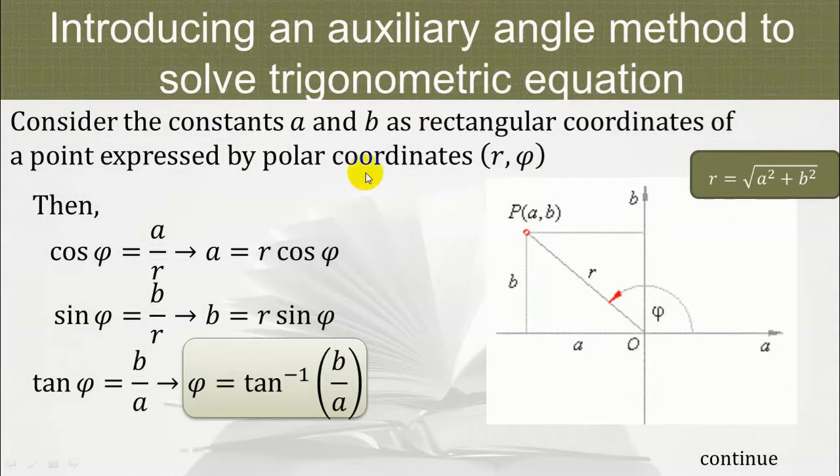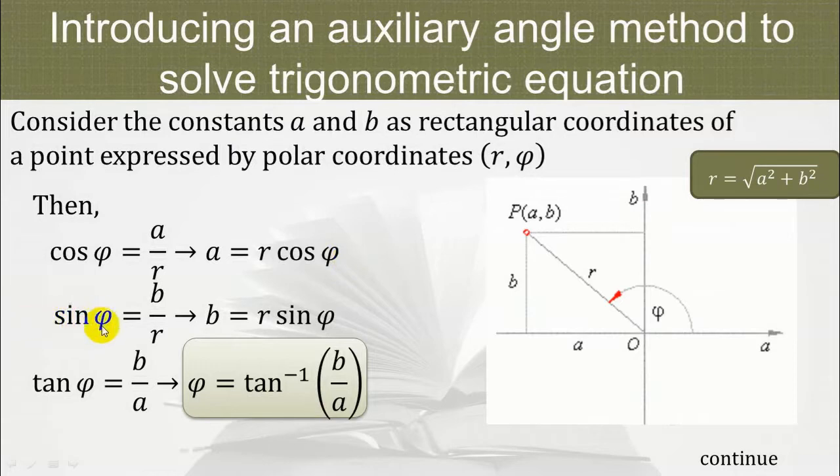From here you can see the picture on the right side. Consider the constants a and b as the rectangular coordinates of a point expressed by polar coordinates r, p. Okay. Here, if we want to look for cosine p, we can use a over r, because cosine is adjacent over hypotenuse. So we get a equals r cosine p.